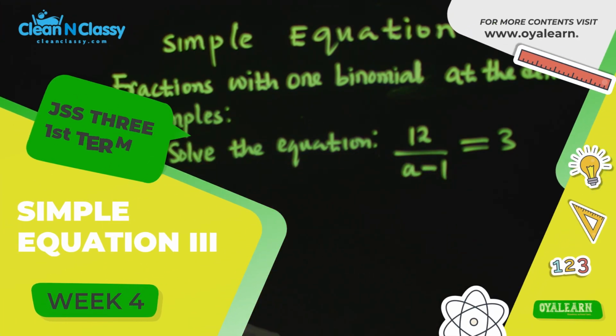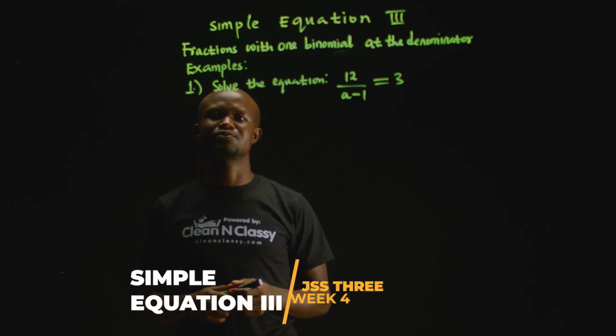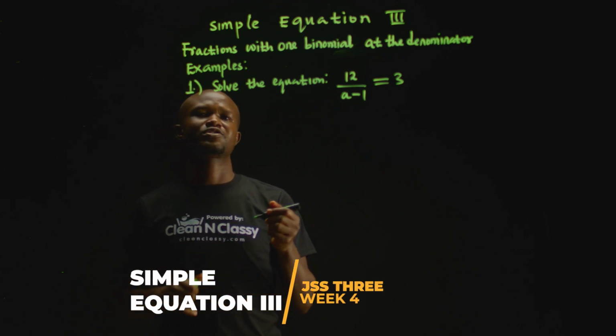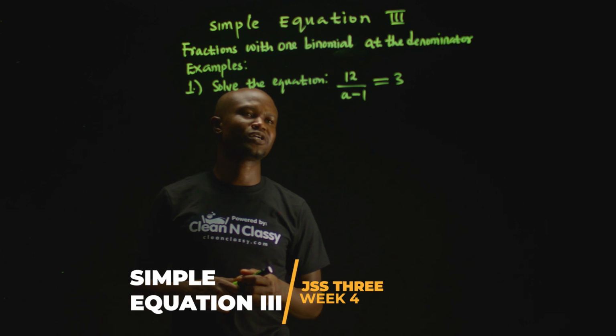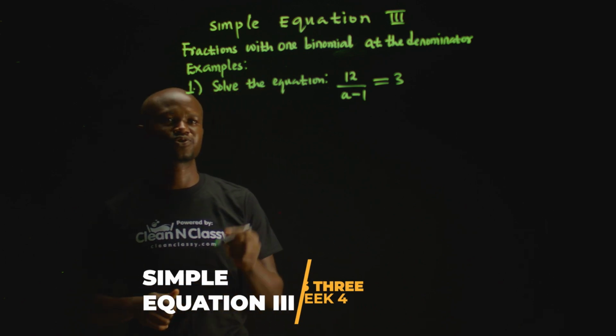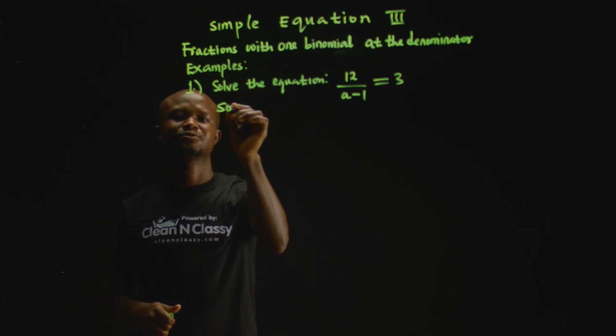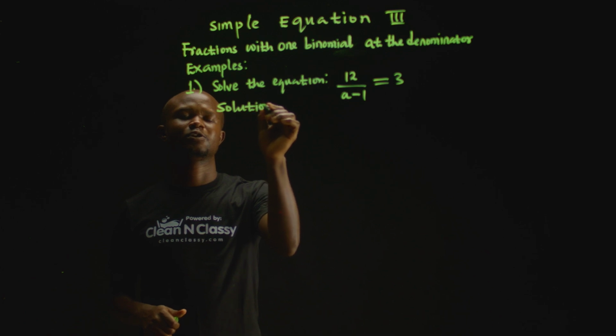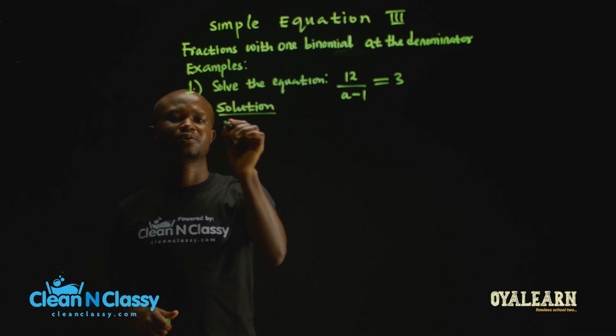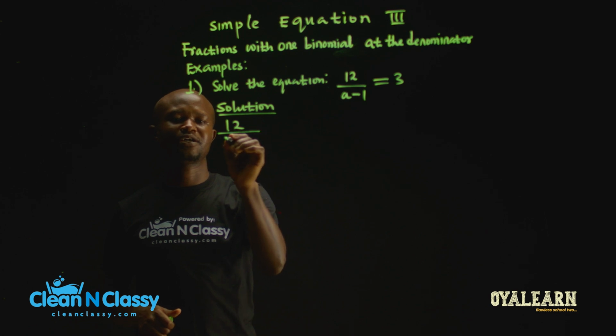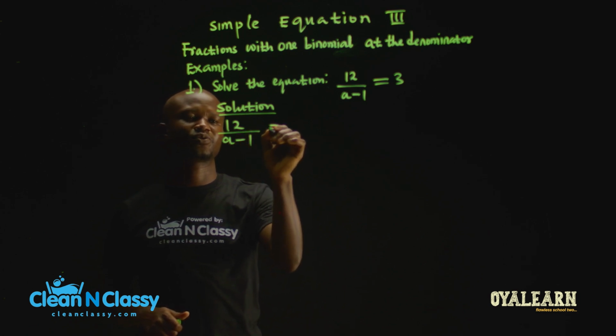Fractions with one binomial as the denominator. Examples. Solve the equation 12 divided by a minus 1 equals 3. Solution. 12 divided by a minus 1 is equal to 3.